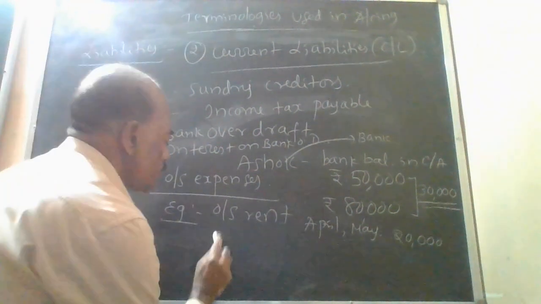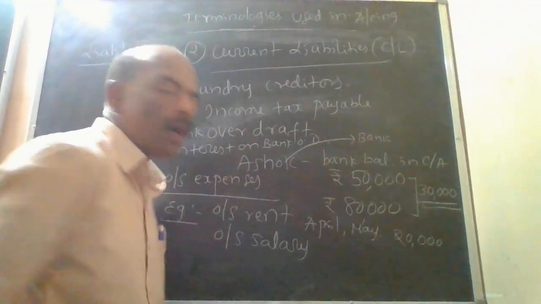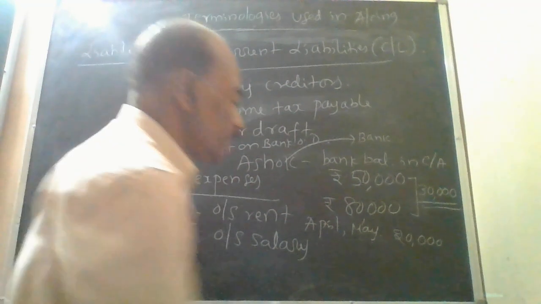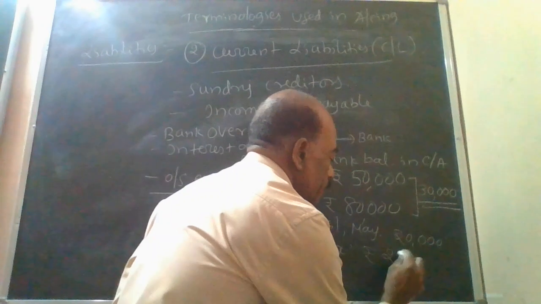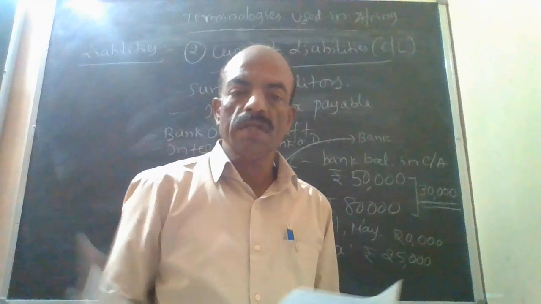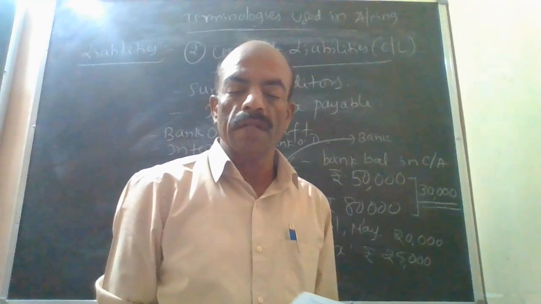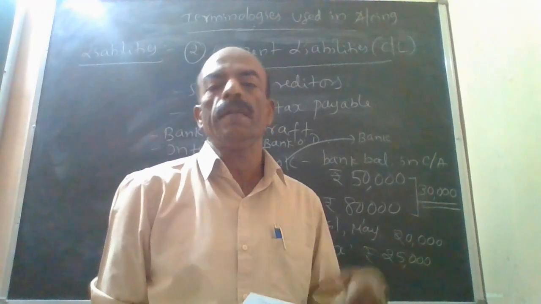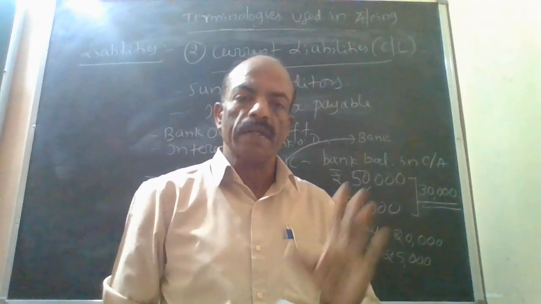Another is the outstanding salary. We have to pay the salary to Mr. X, rupees 25,000 for the months of April and May. Totally 50,000 they have to pay. That is called what here? Outstanding salary. That is expenses incurred but not yet paid. And these expenses they have to discharge within 1 year.